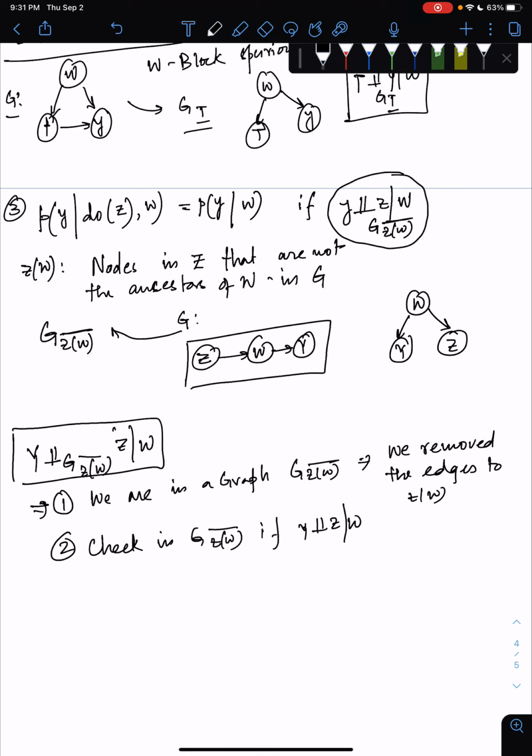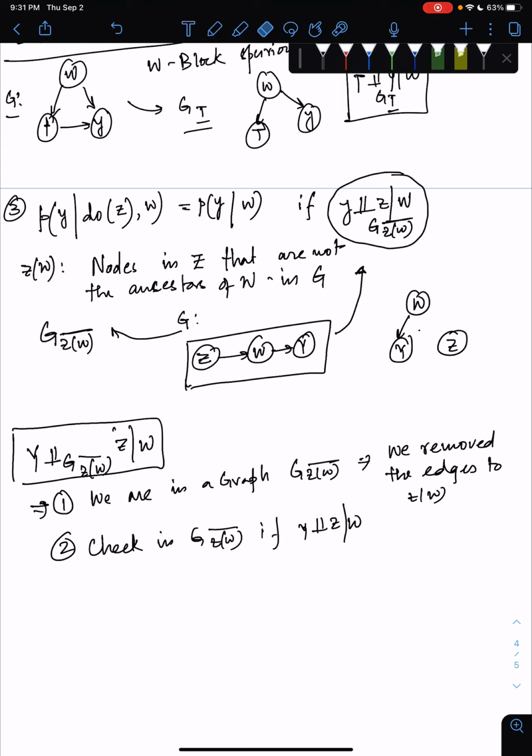So we can clearly see that in this particular graph, if we condition on w, z and y are conditionally independent, okay? So this particular structure can be a member for satisfying rule 3 of do-calculus, okay? This type of structure in my original graph. Now let's see here. So we have to go from this graph to this type of graph. So we have to remove this guy, okay?